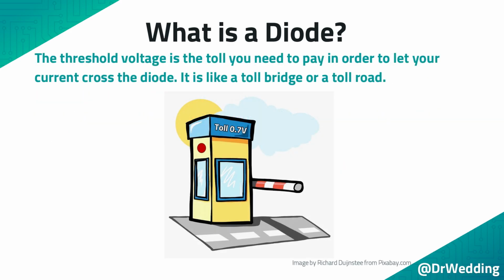The threshold voltage is the toll you need to pay in order to let your current cross the diode. It is like a toll bridge or a toll road. If you want to cross a bridge and the toll is $5, the booth operator does not care if you have $10 in your pocket or $100 in your pocket. The only thing he cares about is getting his $5. If you give him the $5 toll, then you can pass with no resistance. If you do not have the $5 toll, you are blocked from passing. The diode does not want money from you. It wants a fixed voltage that it takes from the supply.